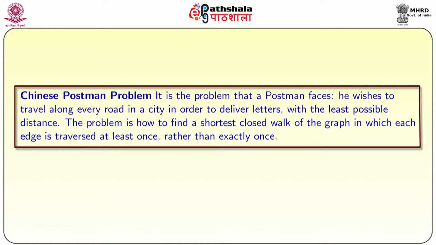The problem is how to find the shortest closed walk of the graph in which each edge is traversed at least once, rather than exactly once. If you traverse exactly once, then it is very optimal. So we try to travel at least once and we try to reduce the traveling.